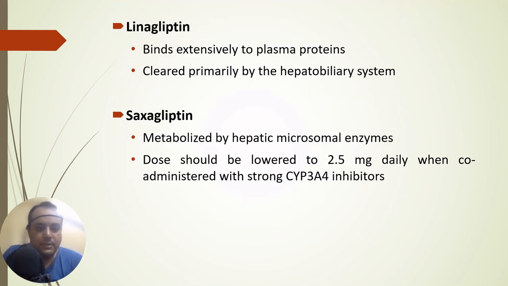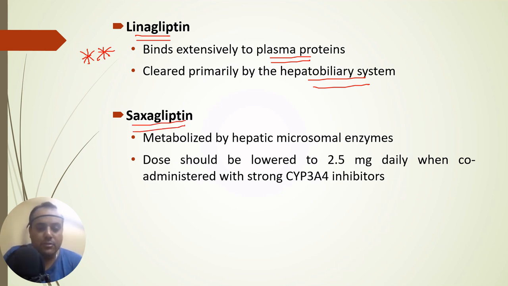Now the other drug that we have is linagliptin. The linagliptin binds to the plasma proteins. So the rest 4 drugs were mainly in the unbound form. Linagliptin binds to the plasma proteins, another potential MCQ. And it is cleared by the hepatobiliary system. Hence, for a patient of renal failure, the dose of linagliptin need not be reduced.